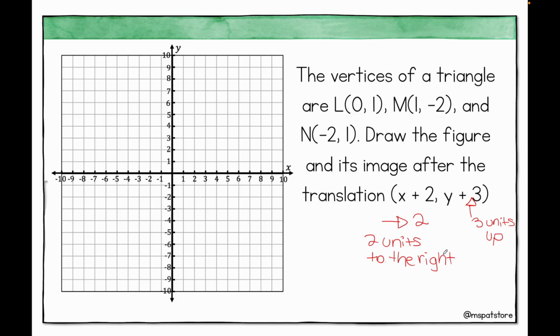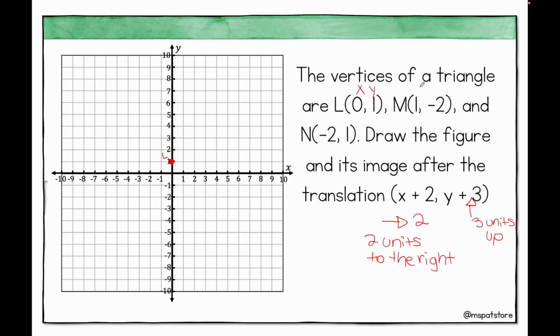3 units up. So now that you know these, I would like you to pause the video and try to do this one by yourself. Very good. So let's plot these coordinates. 0, 1. This means that it's not located in the x-axis. It is only located in the y-axis. So it's 0 in x and positive 1 in y. So here will be L.